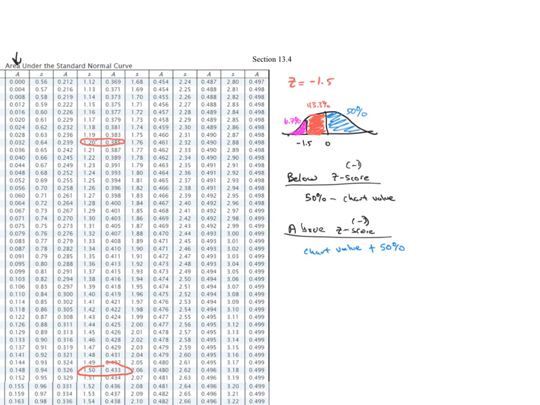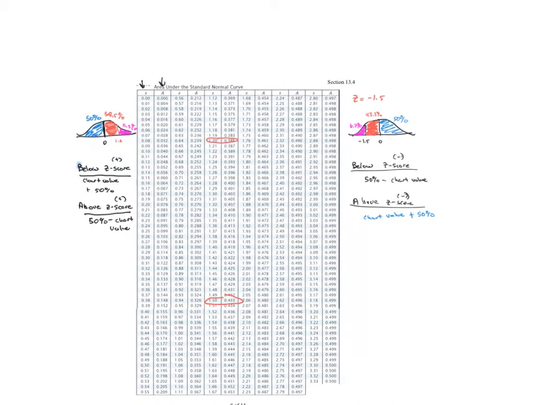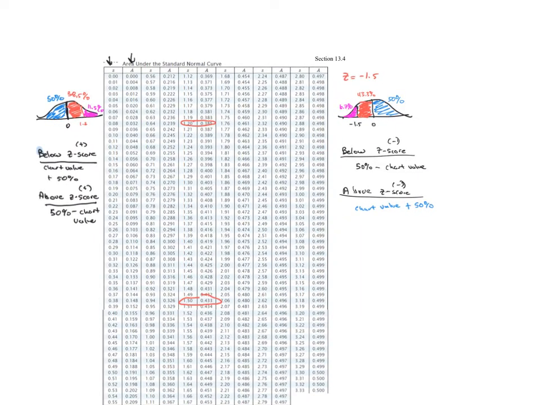So it is different for the two of these. You have two different cases that you need to consider. The first case being, what if your z-score is positive? The second case being, what if your z-score is negative? If your z-score is positive, to find those below, you do the chart value plus 50%. If your z-score is positive and you want to know how many above, you do 50% minus the chart value. If your z-score is negative and you want to know how many scored below, you do 50% minus the chart value. And if your z-score is negative and you want to do above, you do the chart value plus 50%. So it's very important that you know those two things right there.